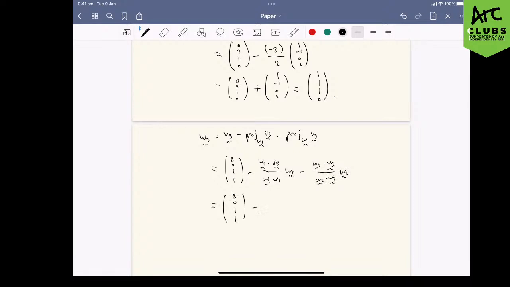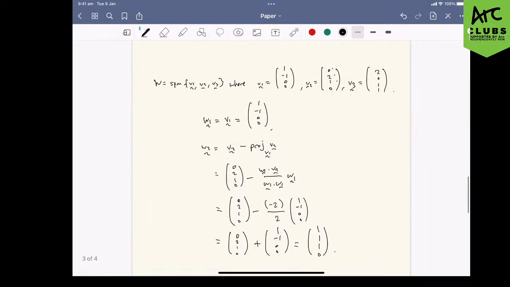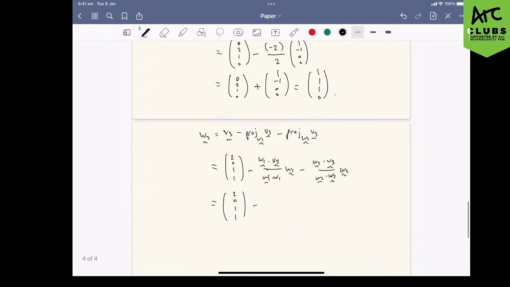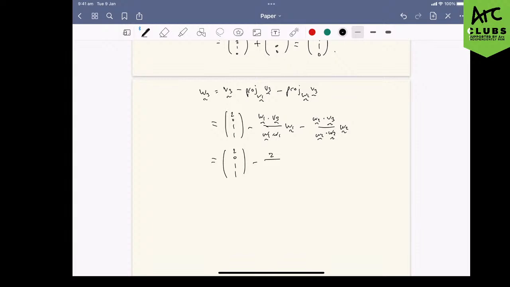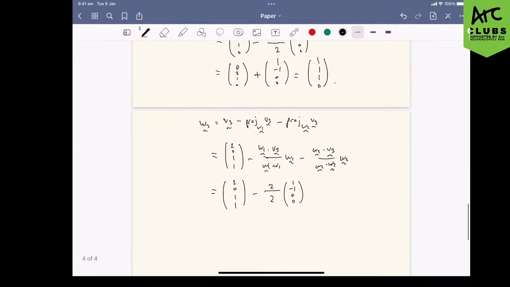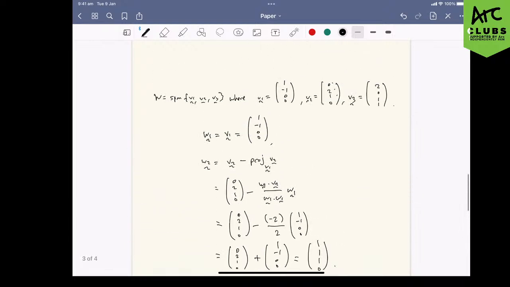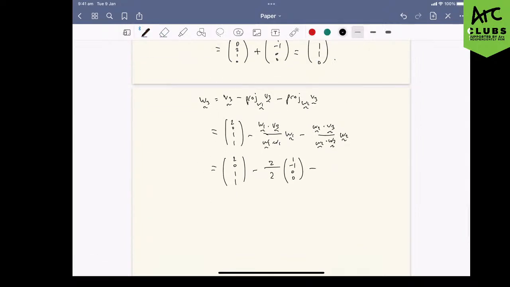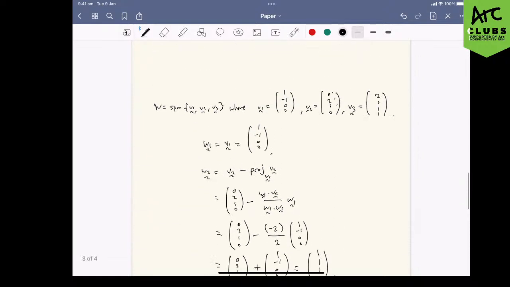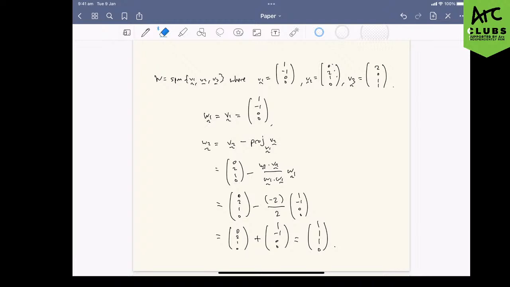That's 2, 0, 1, 1 minus, what's W1 dot V3? That's these two over here. That's 2 plus 0 plus 0 plus 0. That's 2. We saw that W1 dot W1 was 2. And W1 was 1, -1, 0, 0. The second one here, W2 dot V3, that's these two over here. That's 2 plus 0 plus 1 plus 0. That's 3. That's 3 over W2 dot W2. That's 1 plus 1 plus 1. That's 3.